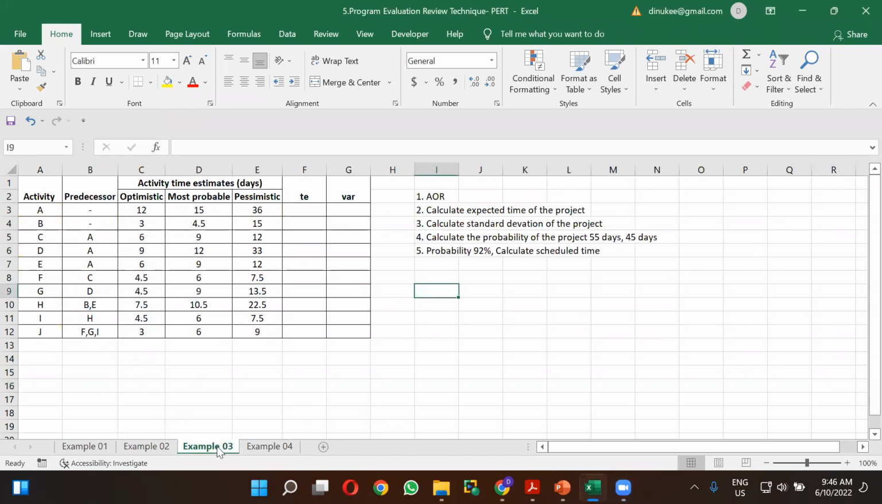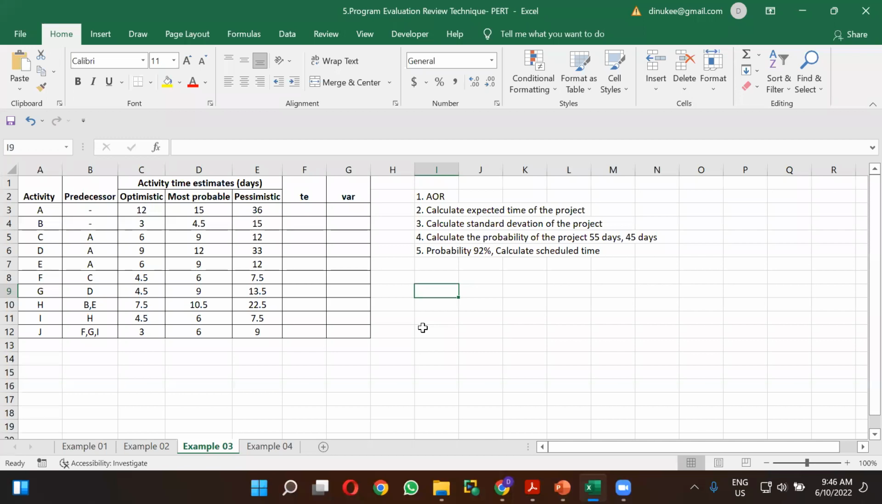Right. In example number 3, one student has asked me whether I am giving activity on arrow project network in the exam. Okay. So in the PERT, the program evaluation review technique, we are basically using the activity on arrow approach because it is easier for us, right?